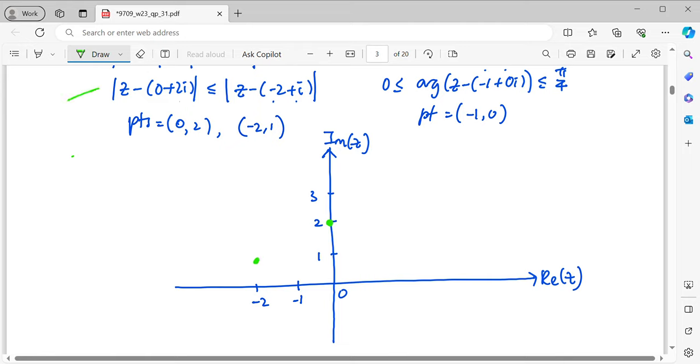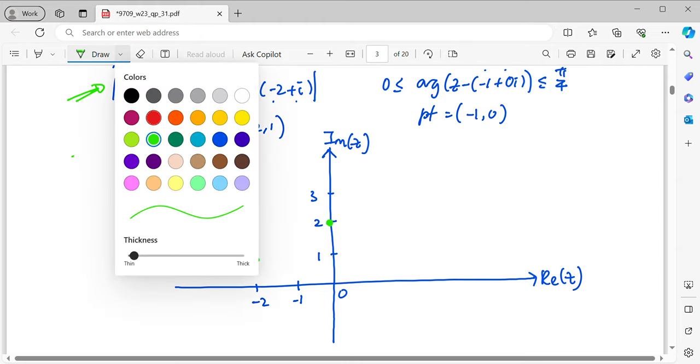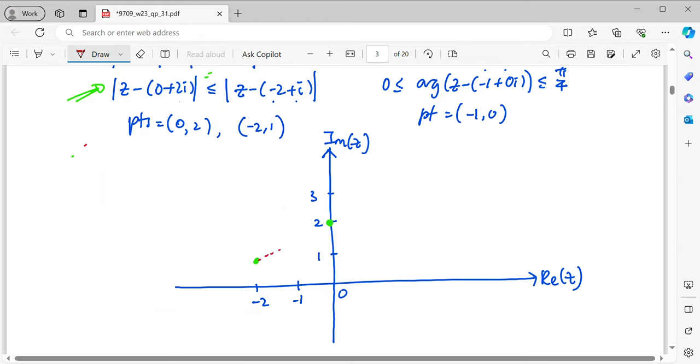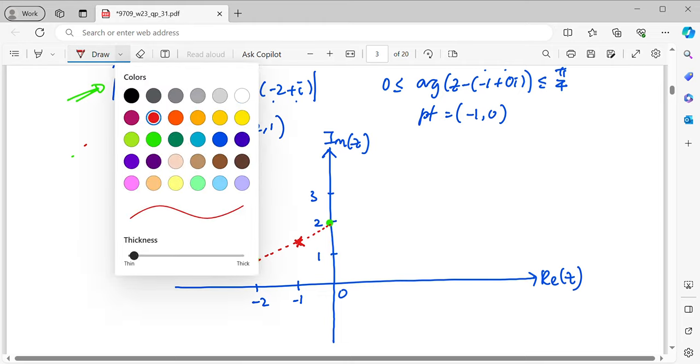Now, this inequality means that it is a perpendicular bisector when it is the equal sign. Okay, so perpendicular bisector means that I need to find the midpoint. So I got to join these 2 points. Then I find the midpoint. Let's say the midpoint is over here. You can measure, that's why I said you have to use the same scale, then you can measure where the midpoint is. Then from here, make sure it is a perpendicular bisector.